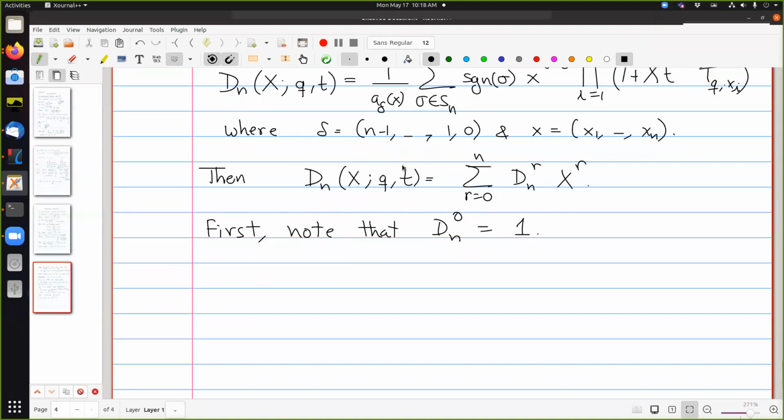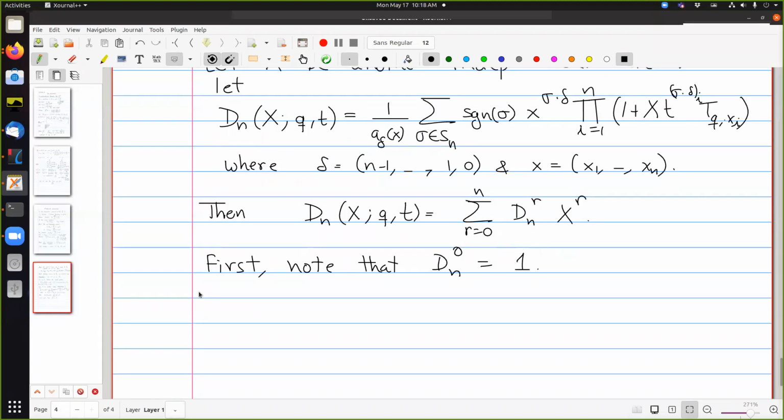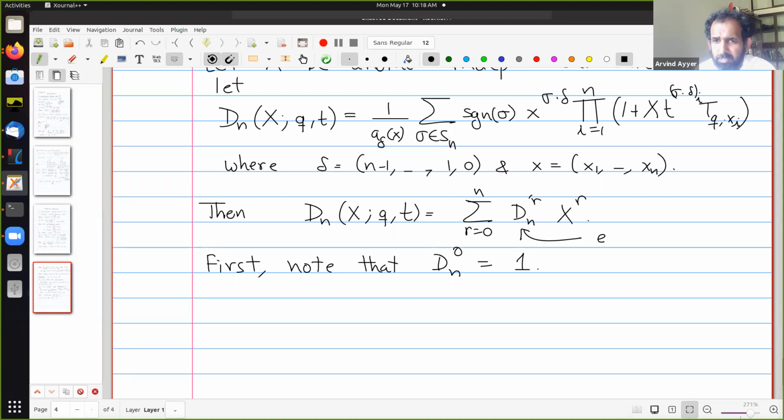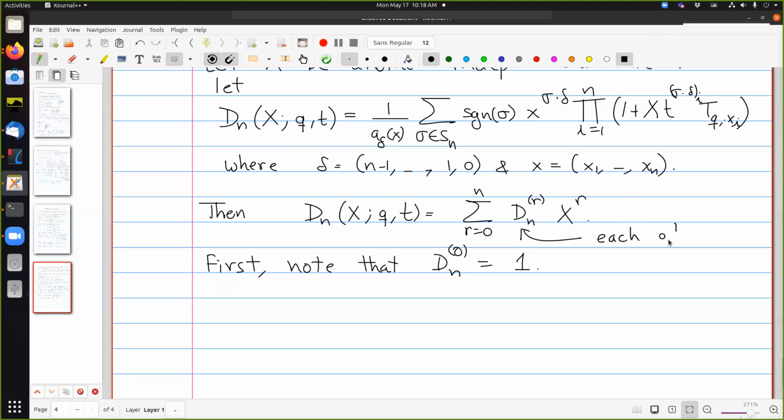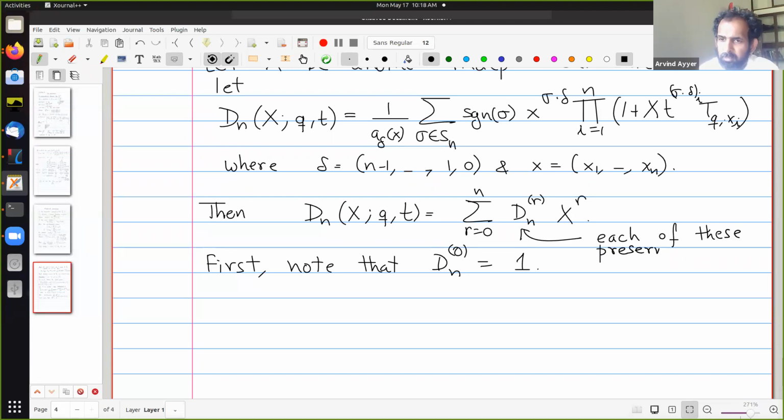Is that D_n raised to the power r? No, this is notation. This is the rth operator. You can put parentheses around the r if you want. Well, we'll mostly be interested in r equals 1. So notice that each of these preserves symmetry in the x's.